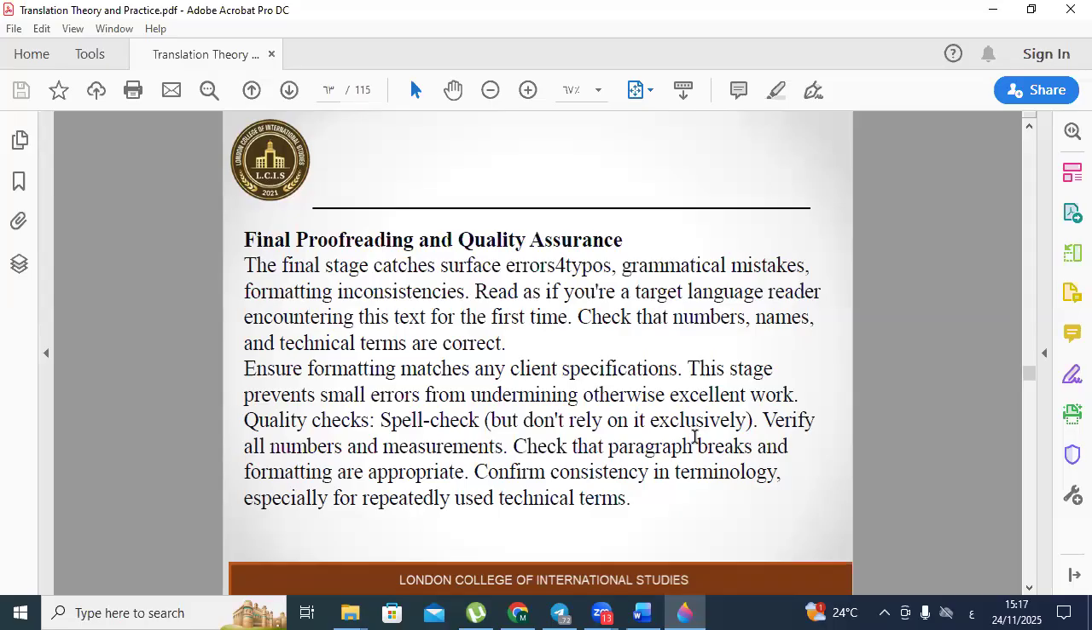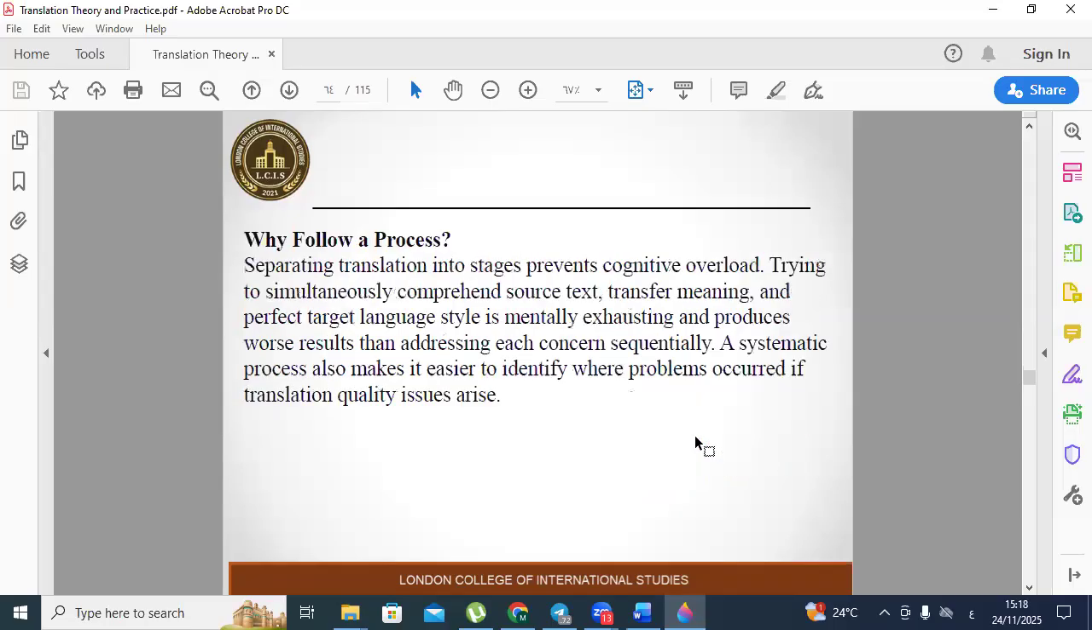Quality checks: use spell check, but do not rely on it exclusively. Verify all numbers and measurements. Check that paragraph breaks and formatting are appropriate. Confirm consistency in terminology, especially for repeatedly used technical terms.